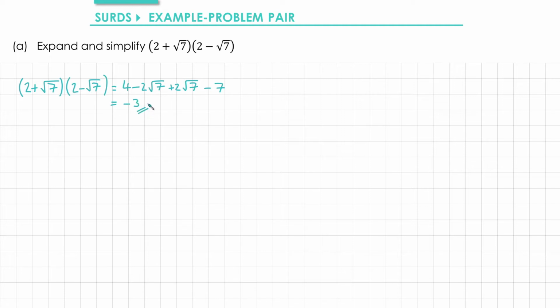So in this example, the surd parts cancelled out with each other. And the relationship between these 2 brackets has a special name. 2 minus root 7 is called the conjugate of 2 plus root 7. It's where we change the sign of one of the terms. It doesn't matter which term you change the sign of, as long as it's just one that you've changed the sign of. And we can actually use these conjugates in order to help us rationalise the denominator.